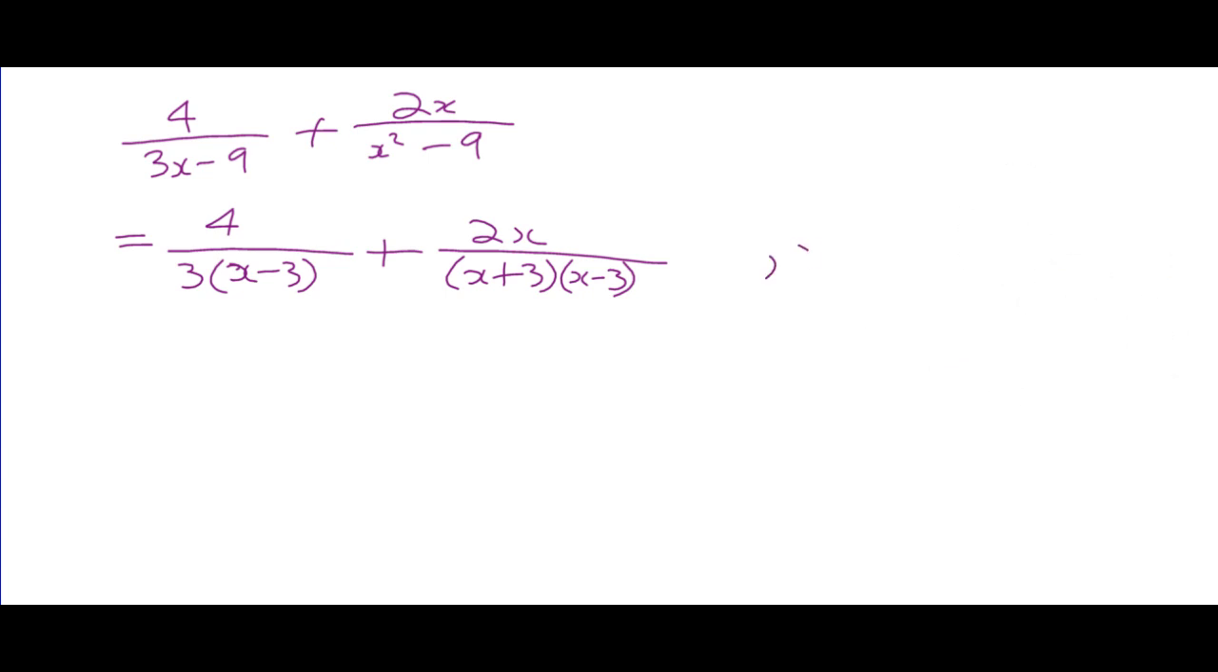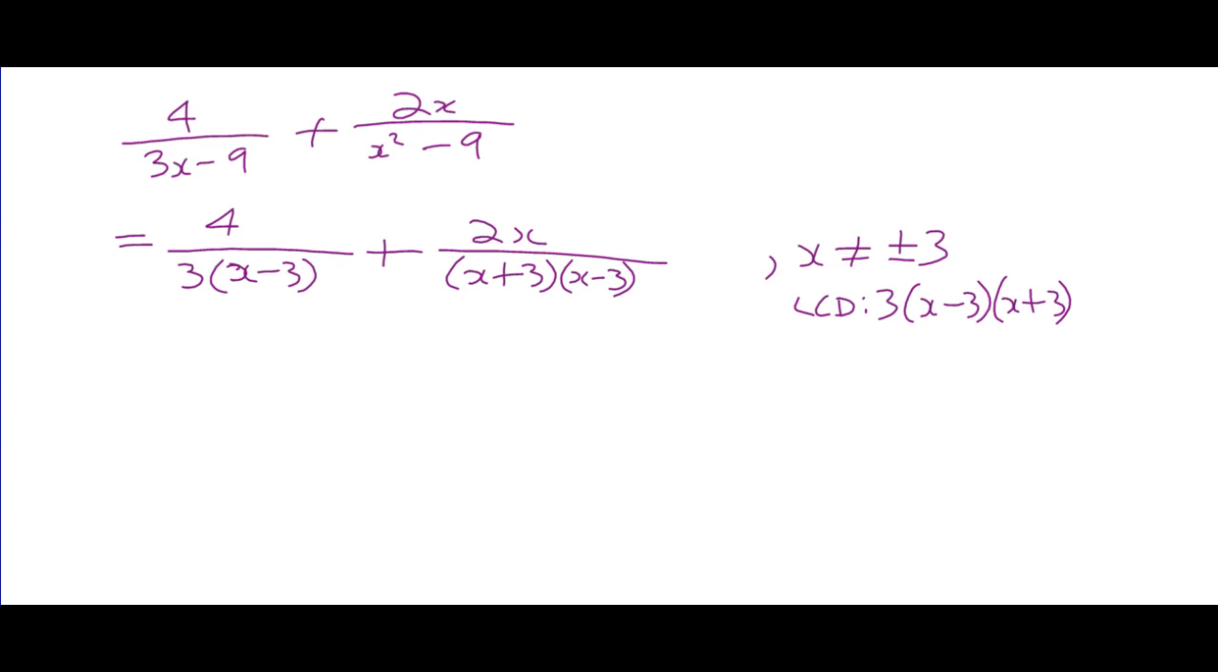Okay, factored form. So now we can state the restrictions. So x cannot be positive 3 or negative 3. So what's the LCD now? What do I need? Need a 3. What else? Need an x minus 3. What else? Plus 3. What else? Don't need it again. I already got it.